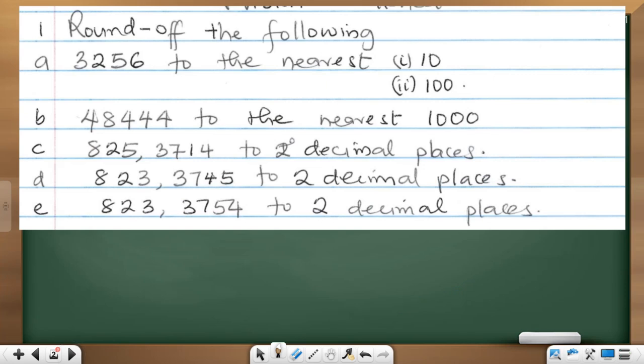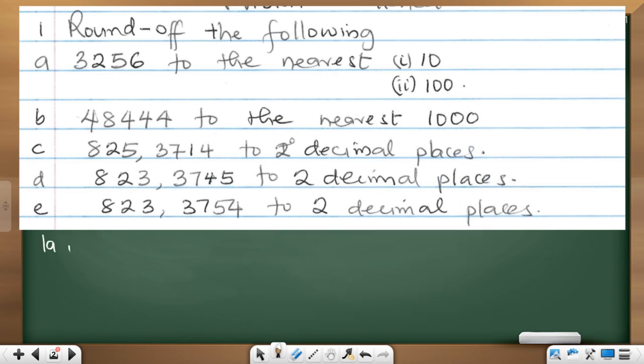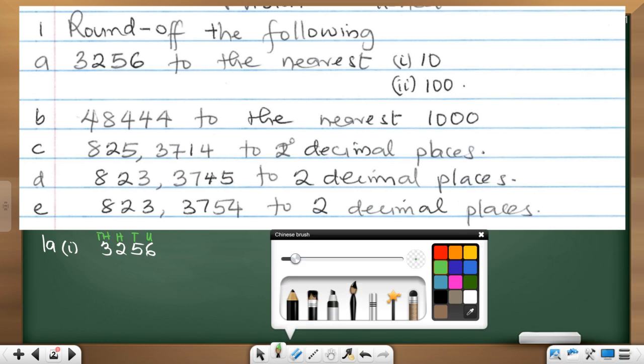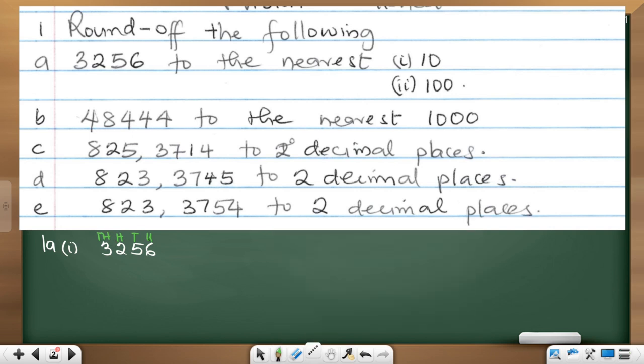Here's the first one. Round off the following, 3256, to the nearest 10 and 100. So 1A, 1. 3256. Don't forget how we number. It's units, tens, hundreds, and we have thousands. But this first question says to the nearest 10. So I will look at my value of the 10, which is 5.